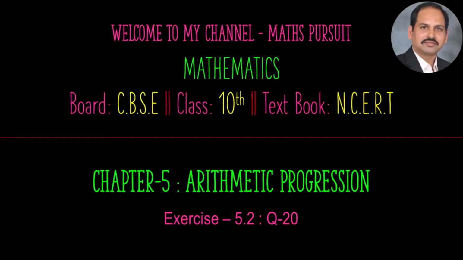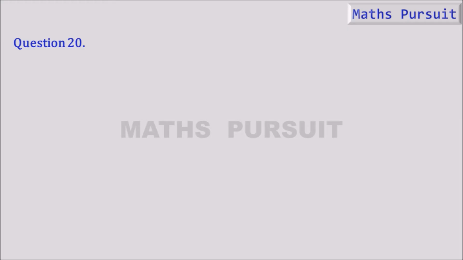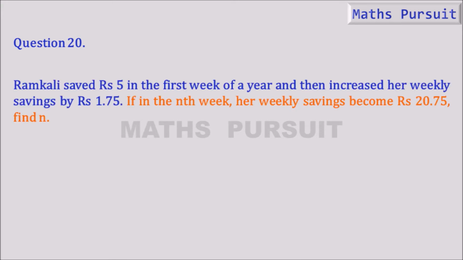Today we are going to look into exercise 5.2 question 20 from chapter 5 called arithmetic progression. So let's see what exactly is given in question number 20. Ramkali saved rupees 5 in the first week of a year and then increased her weekly savings by rupees 1.75. If in the nth week her weekly saving becomes rupees 20.75, find n.